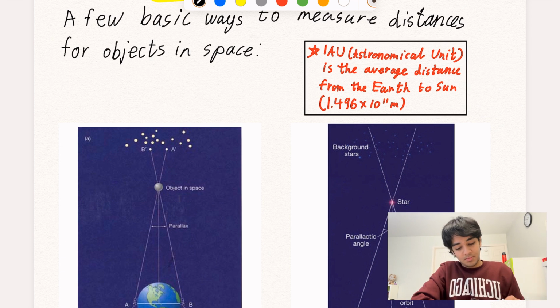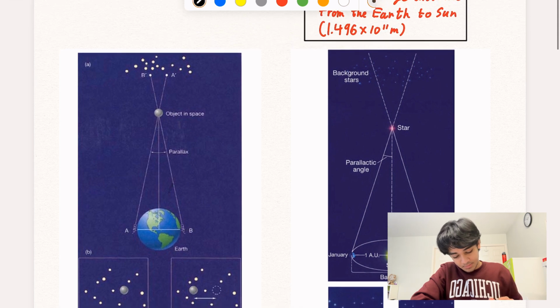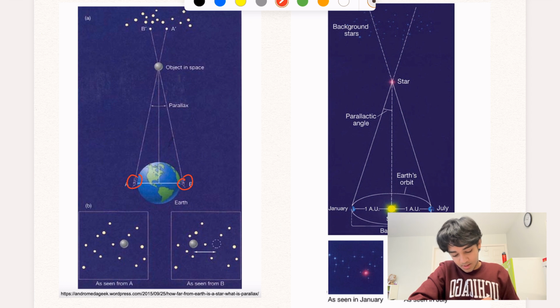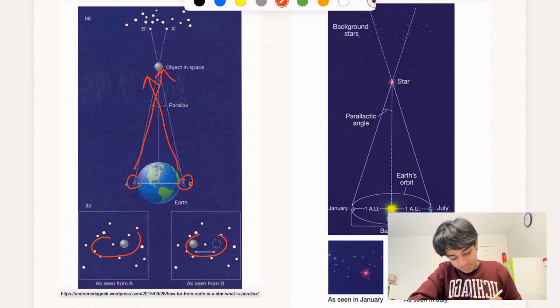There are a few basic ways to measure distances for objects in space. Let's look at these two pictures. One way we can measure an object in space is by observing a point right here, and then later observing a point right here. We're going to see the object in two different places in the sky. From point A, we're going to be seeing the object here, because we're looking this way. And at point B, we're going to be seeing the object over here, because we're looking this way. From this, we will get a shift in the object, and with that, we can do some trigonometry to calculate how far the object is away from us.